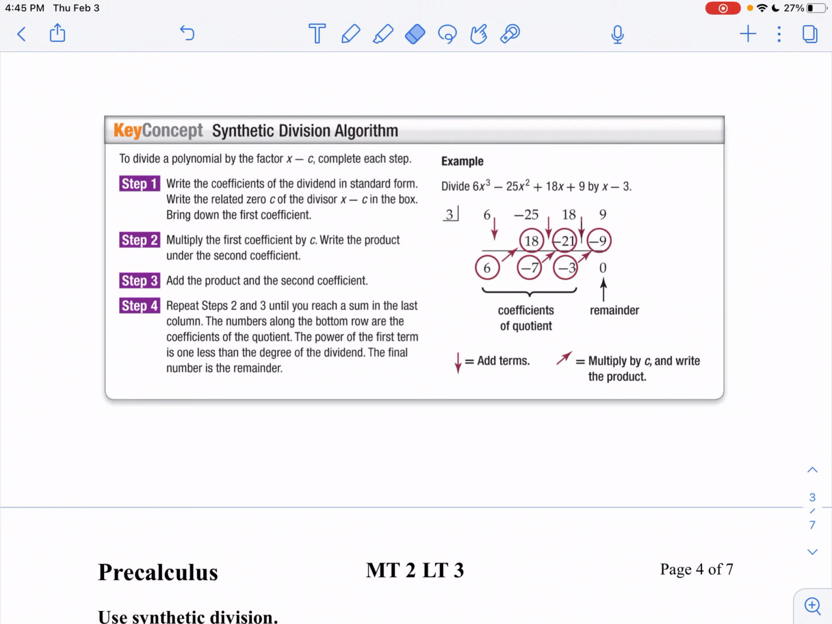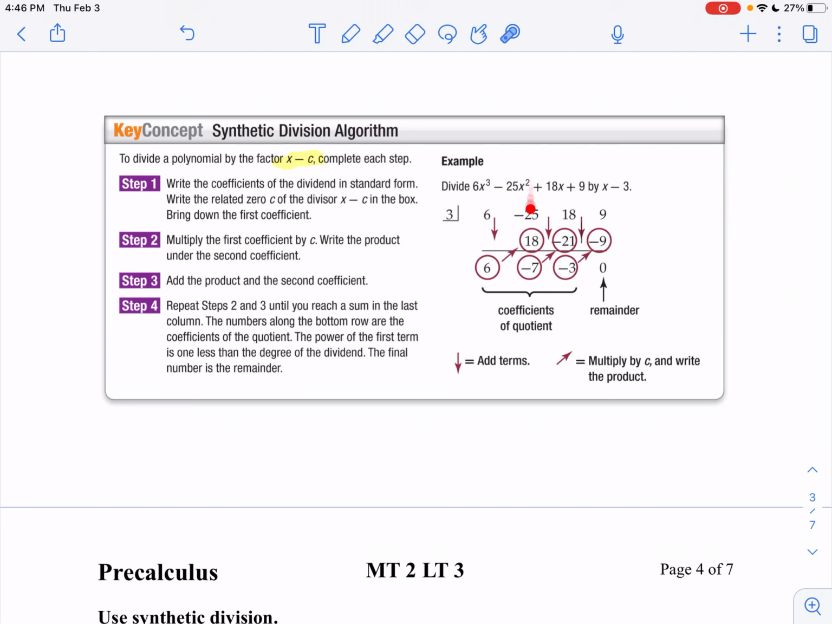Hello. When we do synthetic division, that's just a shortcut of long division, as long as your divisor is in the form x minus your root. In this case, your textbook calls it c. So you have to be in that form. Remember, what we do is we put c in our box. So remember, it's x minus c. So if you have a plus there, it'll be the opposite sign. And then we put our coefficients.